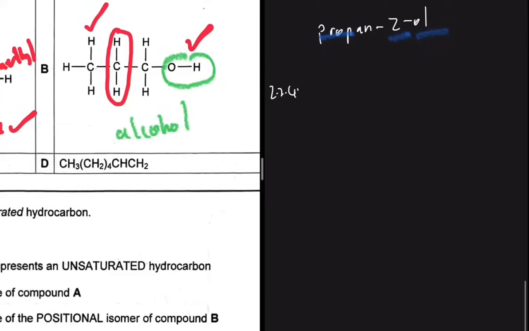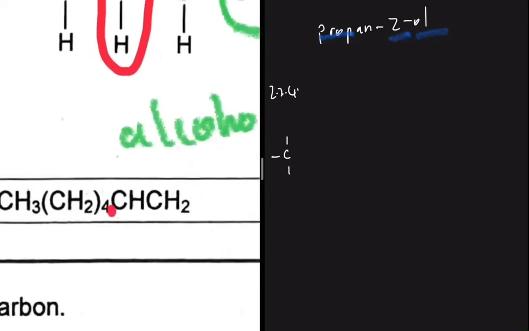So the first carbon has 3 hydrogens, right? And then look at this, we have CH2, and then we have these 4 on the outside. That simply means that we have 4 of CH2. So let's put that in our structural formula. We have a carbon and 2 hydrogens, that's the first one. A carbon, 2 hydrogens, a carbon, 2 hydrogens, and there goes the last one.